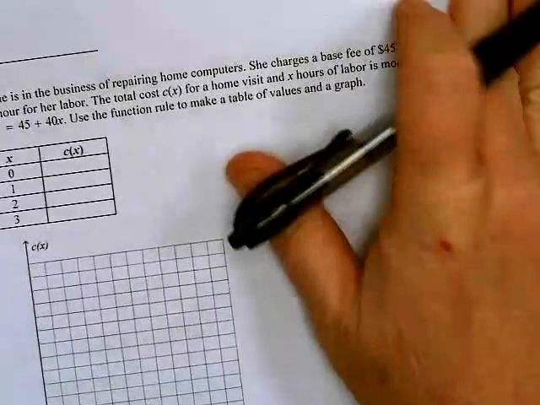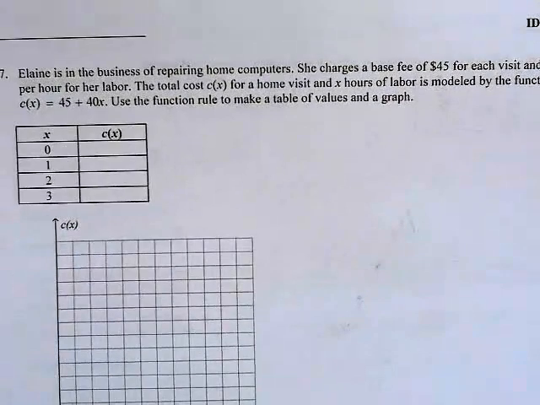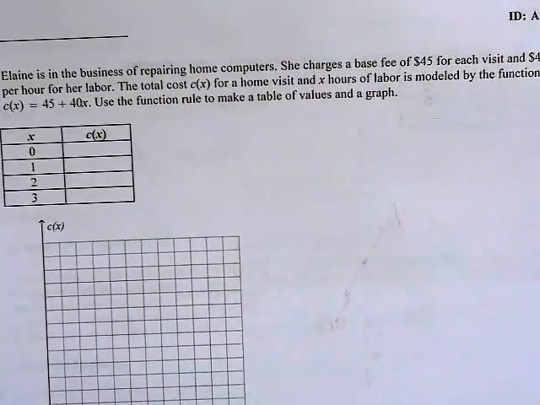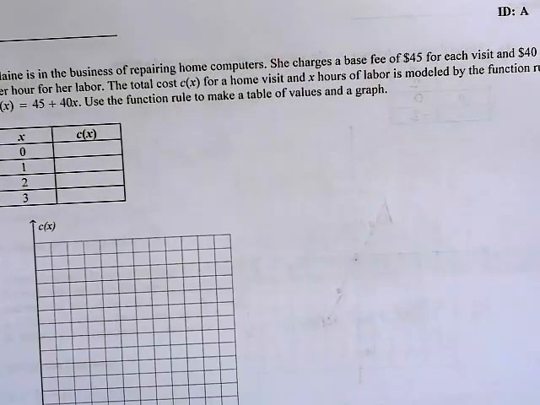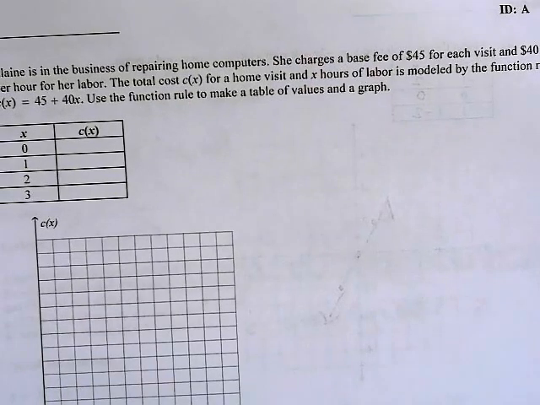17. Elaine is in the business of repairing home computers. She charges a base fee of $45 for each visit and $40 per hour for labor. The total cost for a home visit and X hours of labor is modeled by the function rule. Use the function rule to make a table of values and a graph. So what do we do?